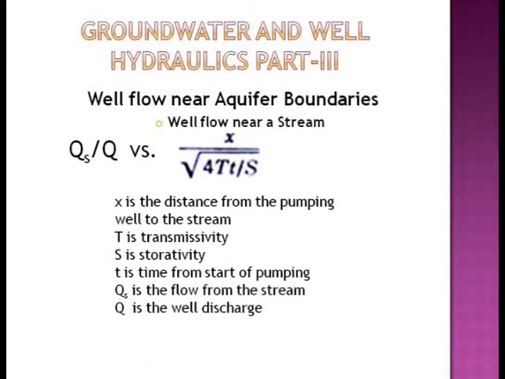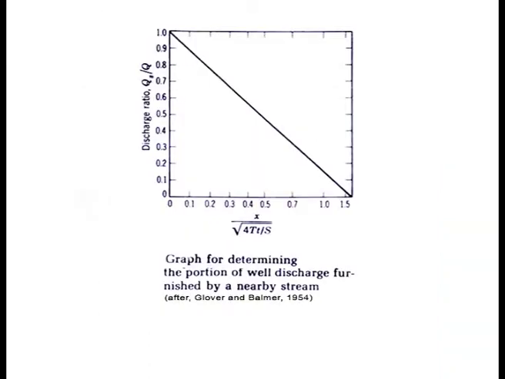So when you start pumping the well, if you know these things, the fraction derived from the river, that is Qs, where s means stream and Q is the rate of discharge, we can determine from this standard curve given by Glover and Balmer. So this is about the well near the streams.